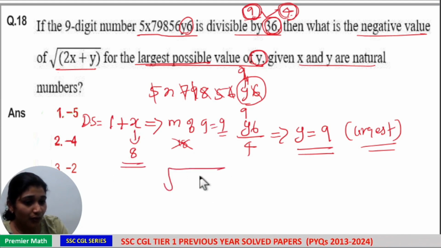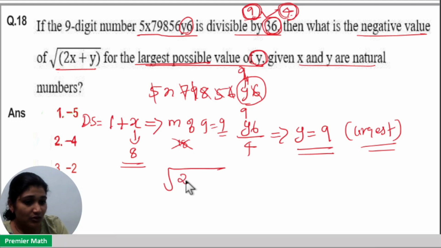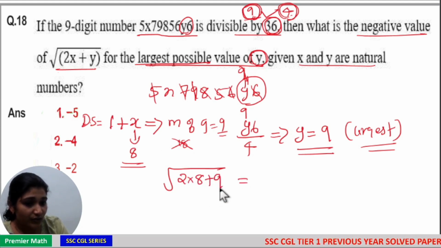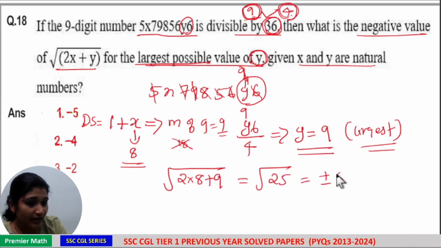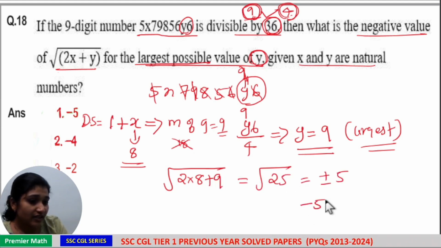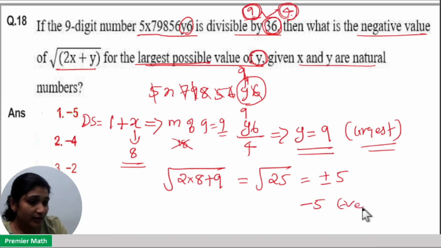So root of 2x plus y means 2 into 8 plus y means 9. So this is equal to 16 plus 9, root 25. Root 25 is equal to plus or minus 5. Now we need negative value. Negative value is equal to minus 5. Option 1 is your answer.